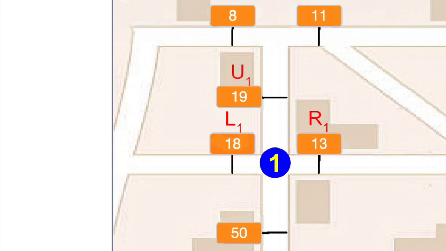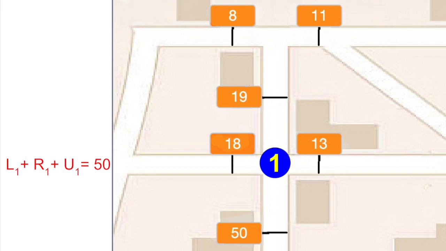Good. And if we put it all together, we get an equation. L1 plus R1 plus U1 equals 50. And we can see from the numbers in the video that that equation is actually true. Right, because 18 plus 13 plus 19 equals 50.